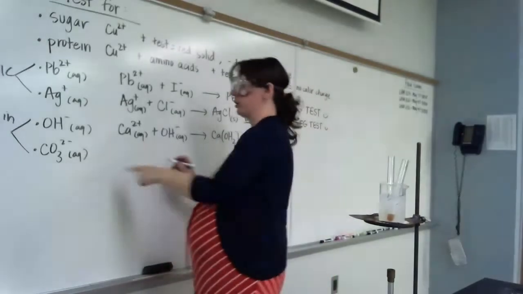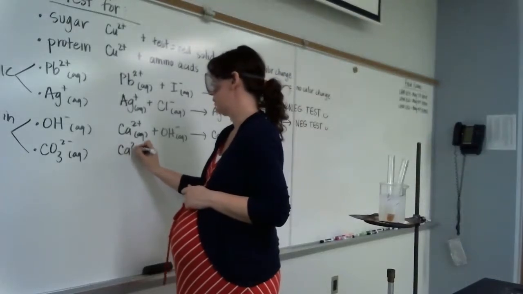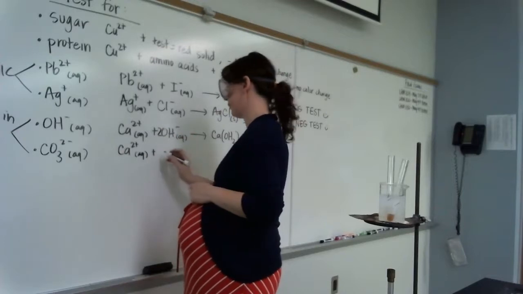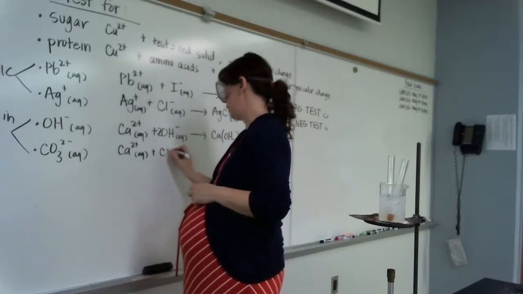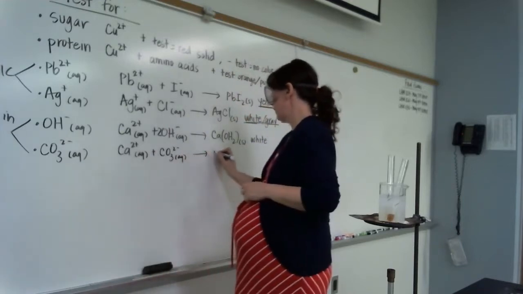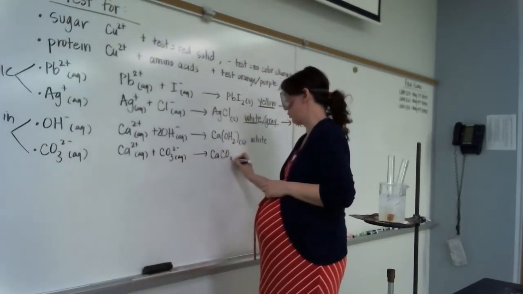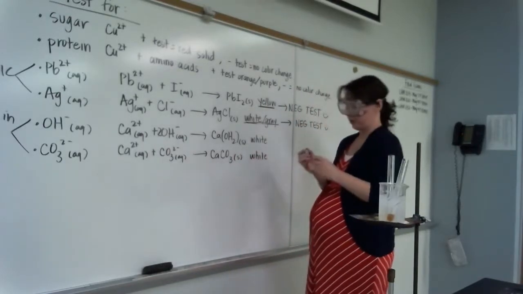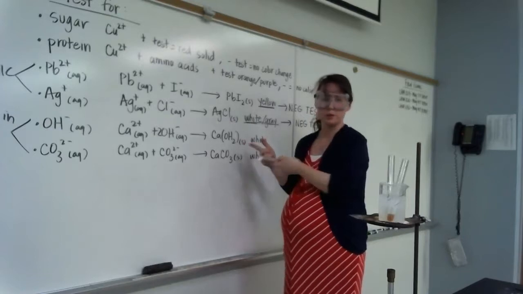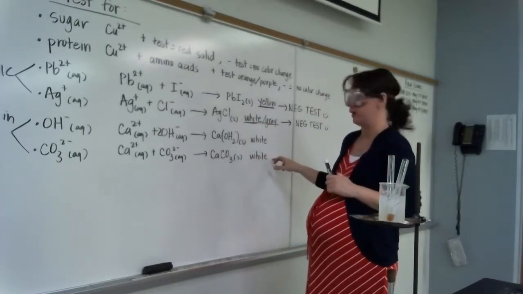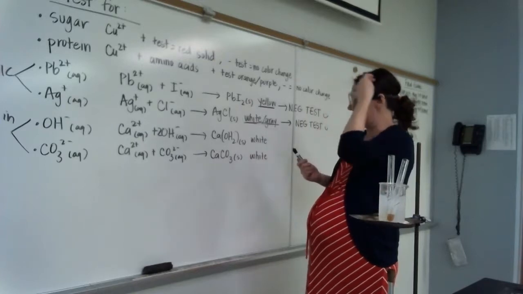If you add calcium to carbonate, and that's 2, by the way, you get CaCO3 solid, which is also white. So if you get 2 white solids, well, now what am I going to do? How can I distinguish this white solid from this white solid? Well, here's something neat that you can do.